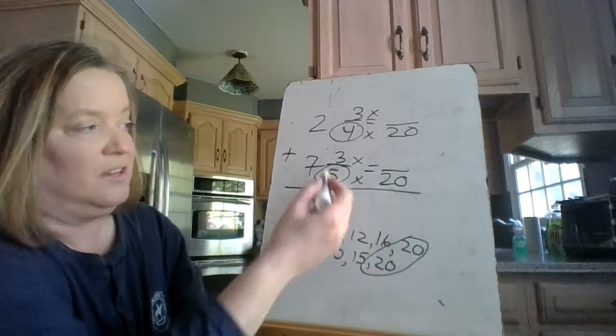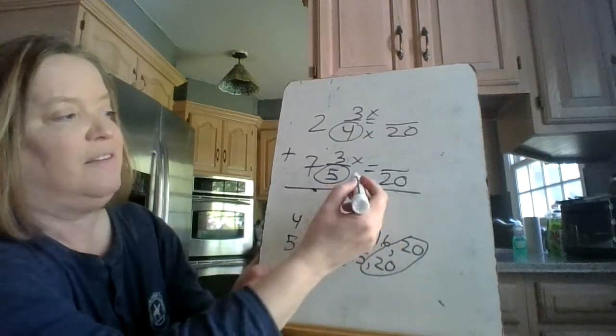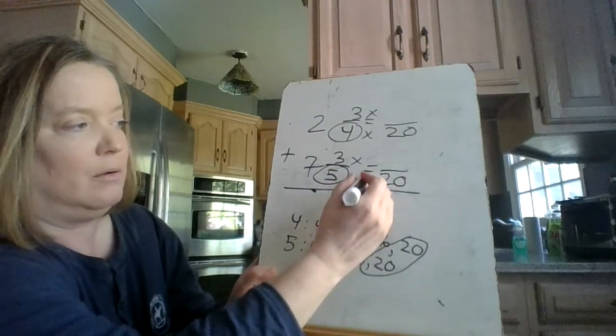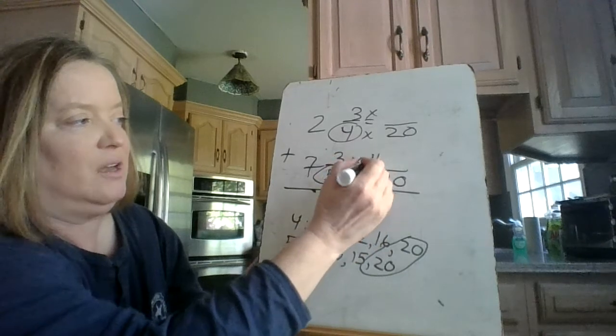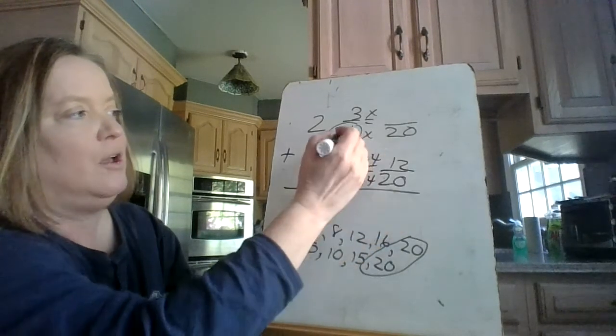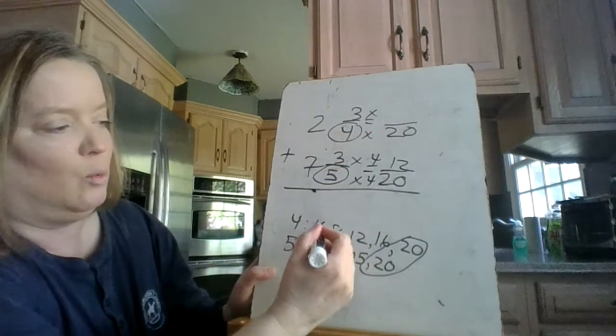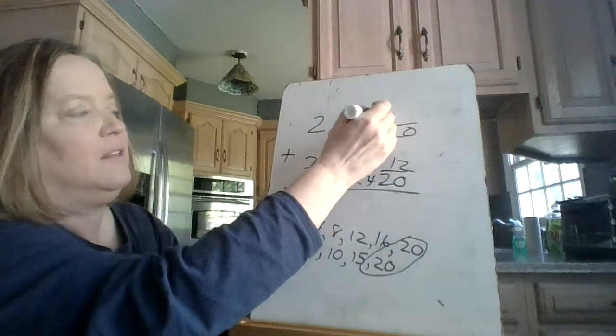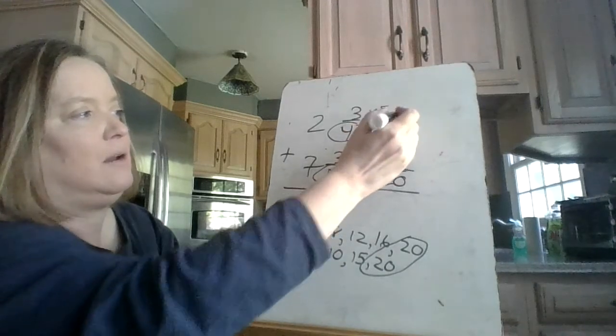And I have to think, what is 3/5 in 20ths? So 5 times what gives me 20? Okay, 1, 2, 3, 4. Whatever I do on the bottom, I'm doing on the top. So 3 times 4 is 12. 4 times what gave me 20? 1, 2, 3, 4. 4 times 5. Whatever I do on the bottom, I'm doing on the top. So 3 times 5 is 15.